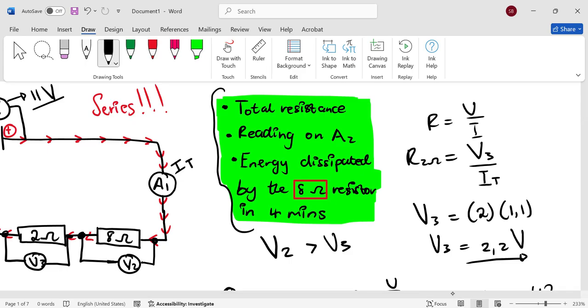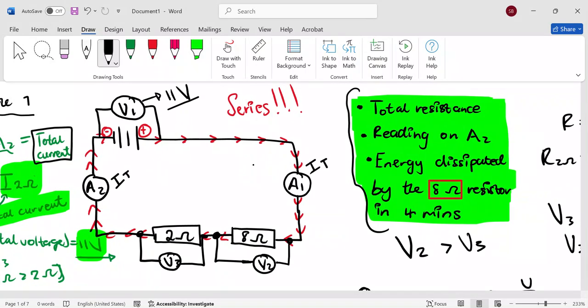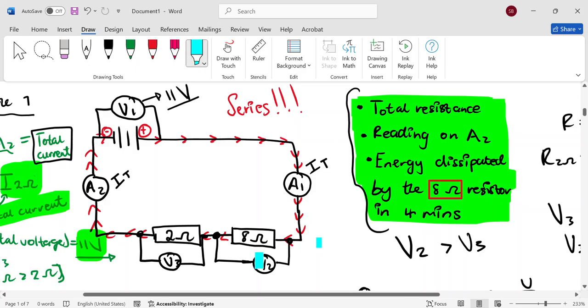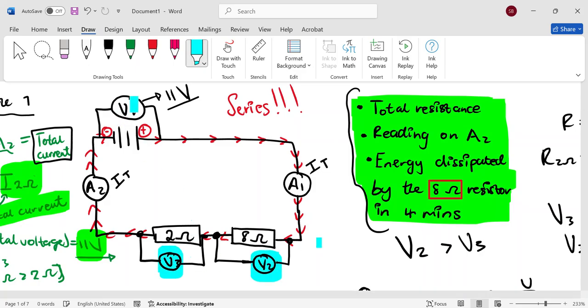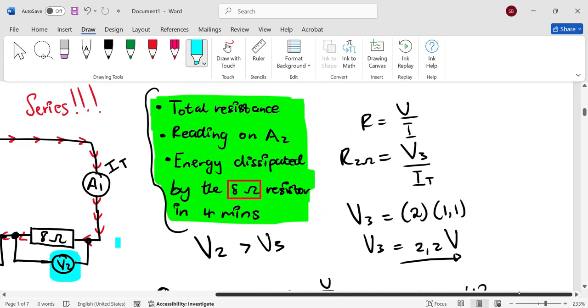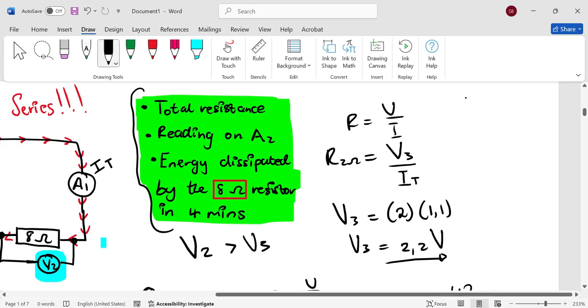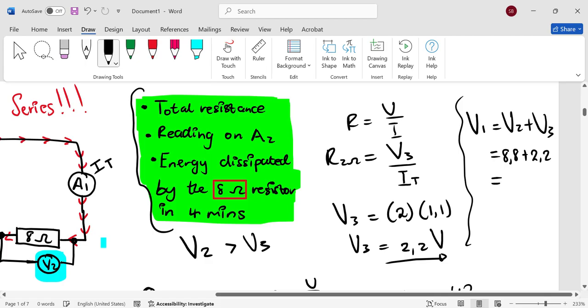Now, out of curiosity, if you wanted to see something, is it actually true that the sum of V2 and V3 gives me V1? So let's put that to the test. What is V1? V1 is 11 volts. So we say V1 equals V2 plus V3. V2, I think, is 8.8, and V3 we get as 2.2. So what's the sum of that? 8.8 plus 2.2 gives me a value of 11 volts.